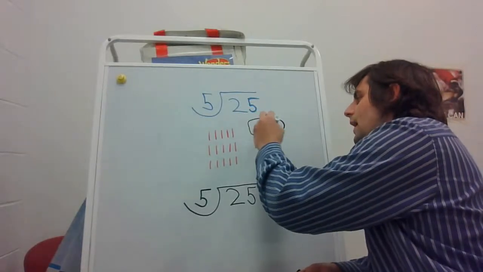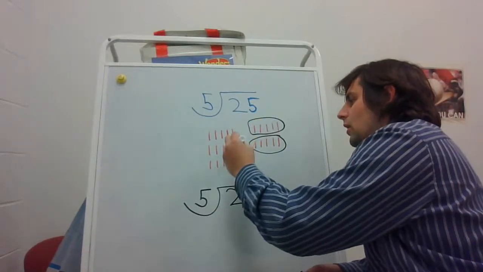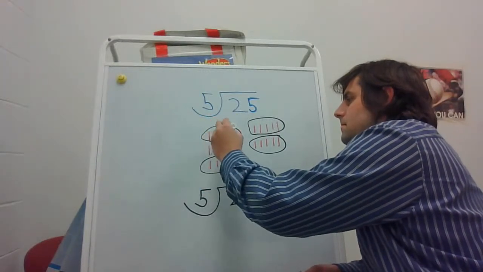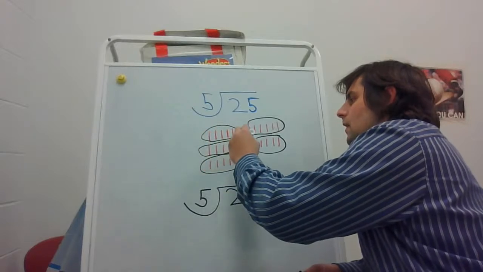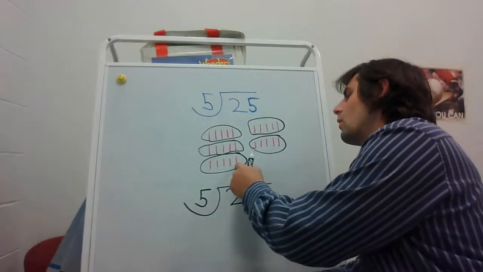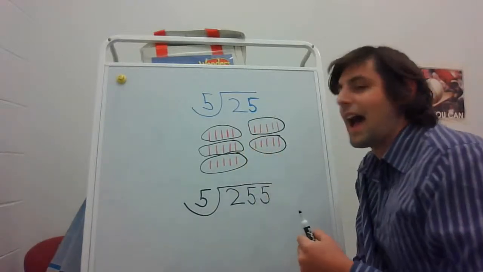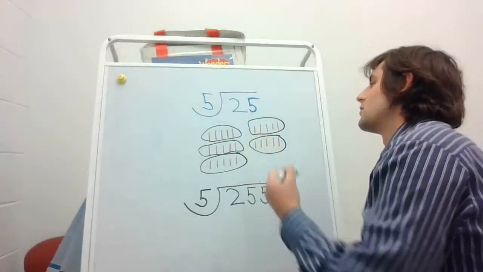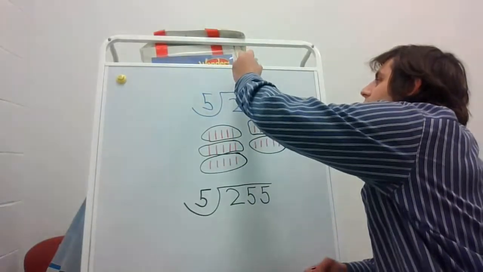You can draw circles around the groups to make them stand out more. But basically, how many groups do I have? How many circles do I have? 1, 2, 3, 4, 5. I can fit 5 groups of 5 in the number 25. So 25 divided by 5 equals 5.